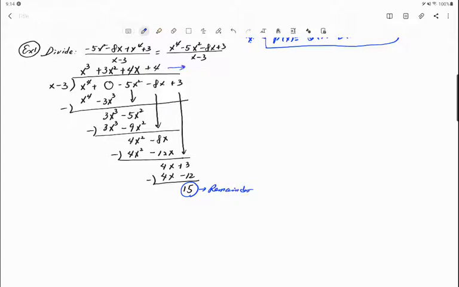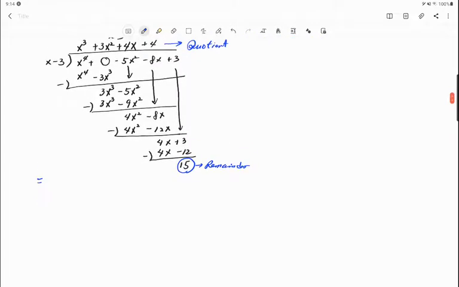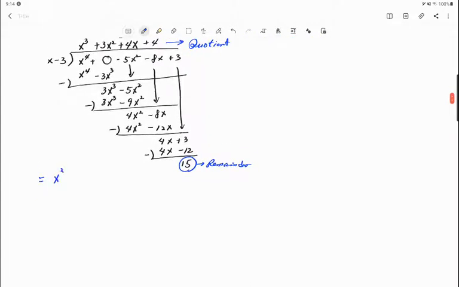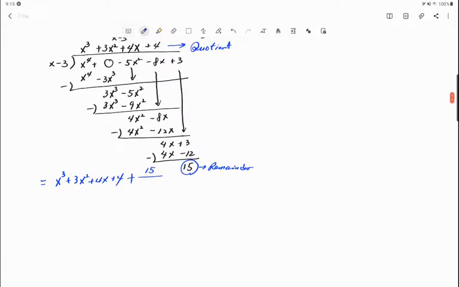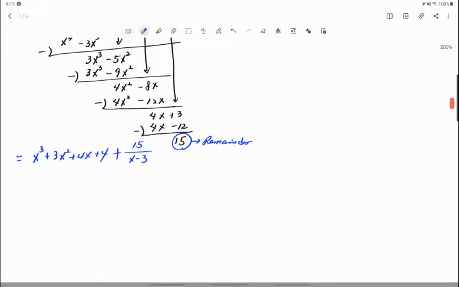And this is the quotient. Right. So what's the answer? The answer will be the quotient, x cubed plus 3x squared plus 4x plus 4, right? Quotient plus the remainder. The remainder is 15, so make sure the remainder is divided by the divisor. Okay, so this is the answer.